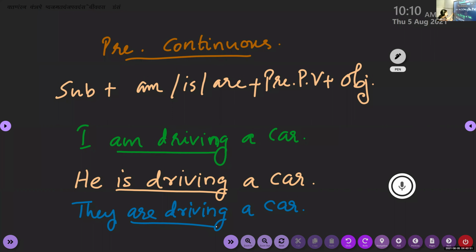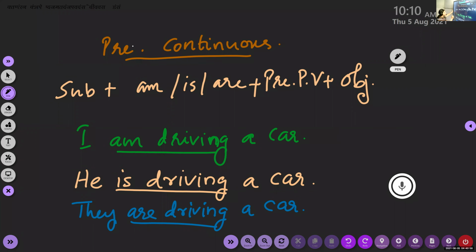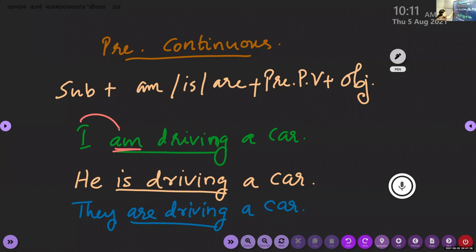Here in the first sentence, I is the subject, so the verb is controlled. We are forced to use only am here, because the subject is controlling the verb. In the second one, we started with he, third person singular, so we are forced to use only is. Now in the third sentence, we started with they, third person plural, and we are forced to use only are, because the finite verb is always limited and controlled by its subject.